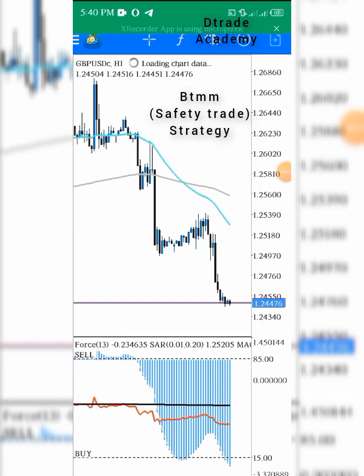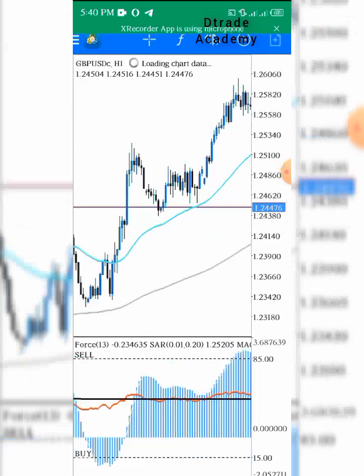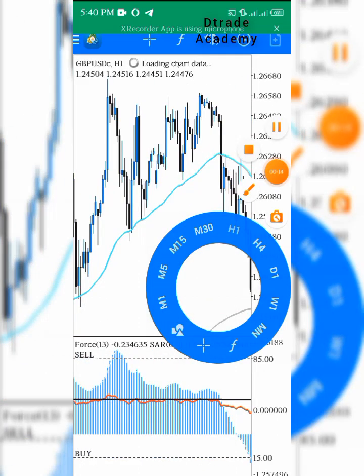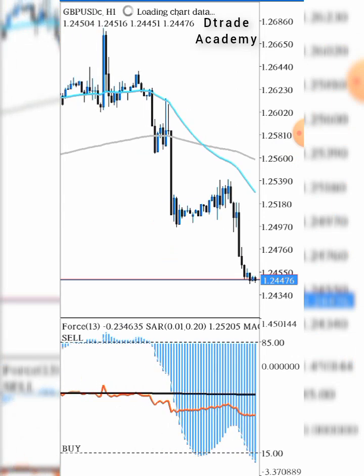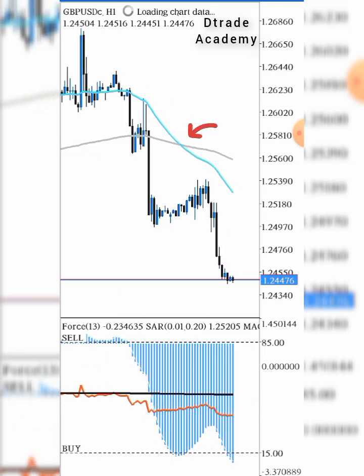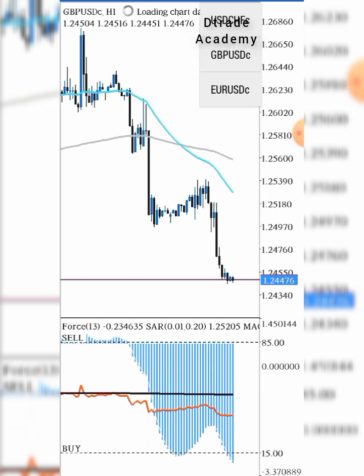BTMM, we have this belief that our 50 moving average and our 200 moving average, wherever they cross each other, BTMM traders believe a safety trade will occur very soon. When you check the direction of this crossing, it's facing downward. That means we expect this market, this GBPUSD, to do what? To sell. So even BTMM tells us GBPUSD is going to sell.